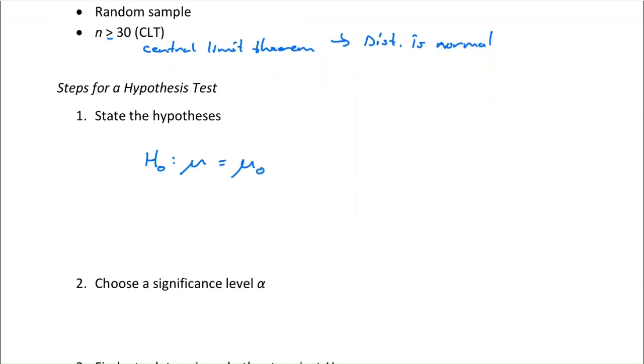So we start by stating that the mean of the population, mu, is equal to whatever that initial value is that we are given. The alternative is that mu is either greater than, less than, or not equal to that same value. That it's something different. And based on the situation, that determines which of those three options we're going to pick: less than, greater than, or not equal to.